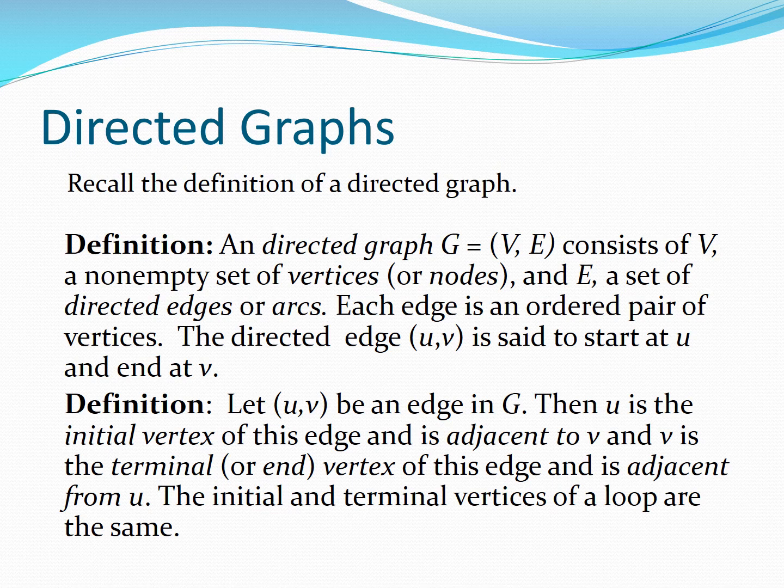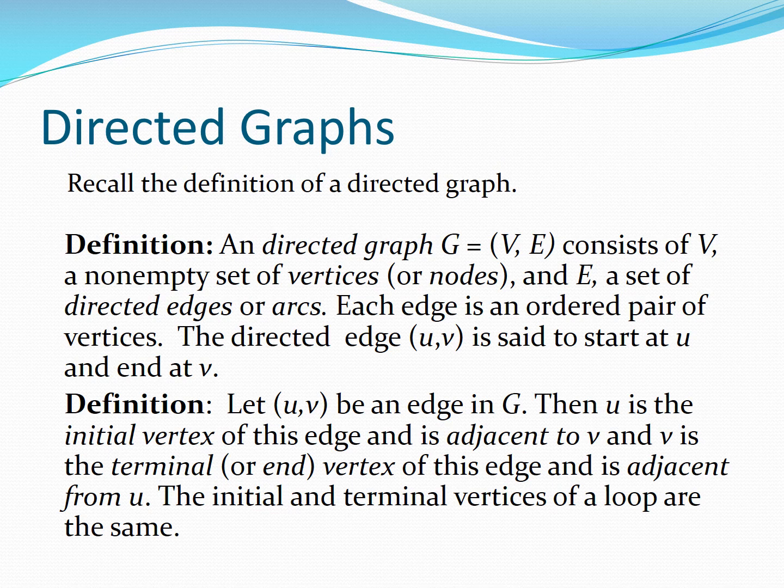So let's say (u, v) is an edge in a graph G. Then u is called the initial vertex and v is called the terminal vertex, and you say that the initial vertex is adjacent to the terminal vertex. The initial vertex is said to be adjacent to v, and basically you say it's adjacent from u. It's adjacent from u to v is the terminology that you use.